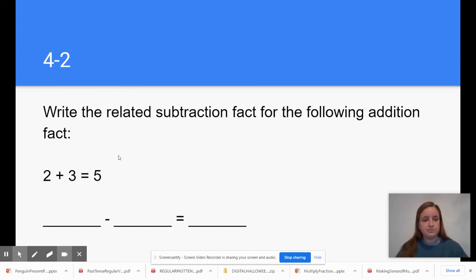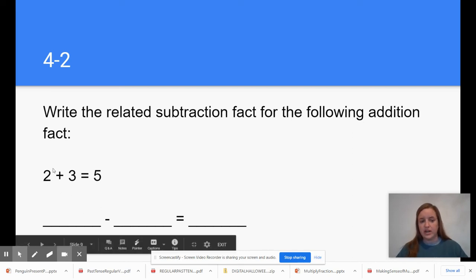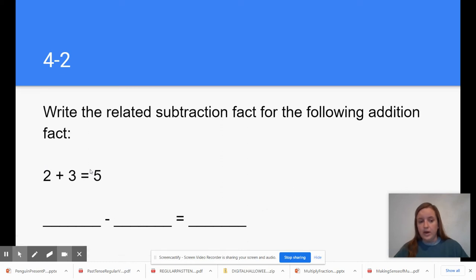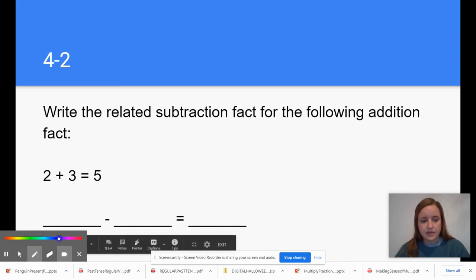So let's get started. If we have 2 plus 3 equals 5, and we want to know a related subtraction fact, we have to figure out how can we turn this into a subtraction fact only using these 3 numbers. Well, I want you to think about it for a second. I keep harping on the biggest number has to go first when we subtract. So you tell me, when you look at 2 plus 3 equals 5, you can't use any other numbers. But with these 3 numbers, which one is the biggest? You got it, 5. So 5 has to go first.